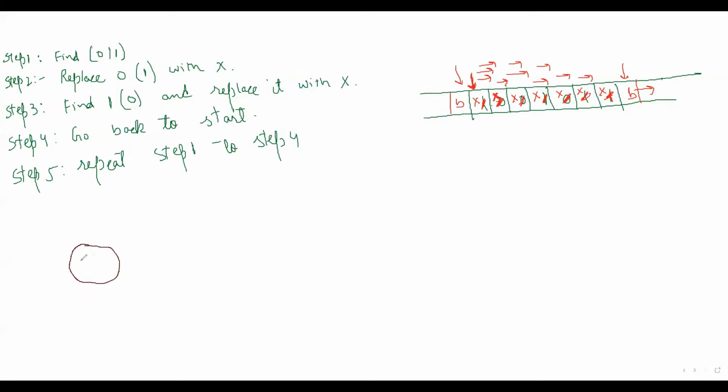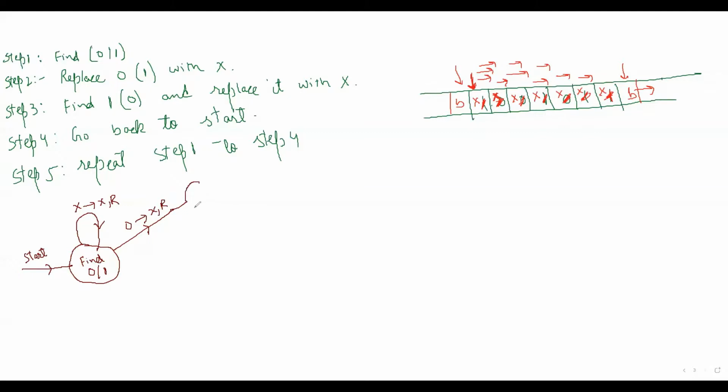So first is find 0 or 1. This is the start. So find 0 or 1. So that means if x is there, we won't do anything with the x. We will replace x with x and move right. Now if we have found 0, replace 0 with x and move right.